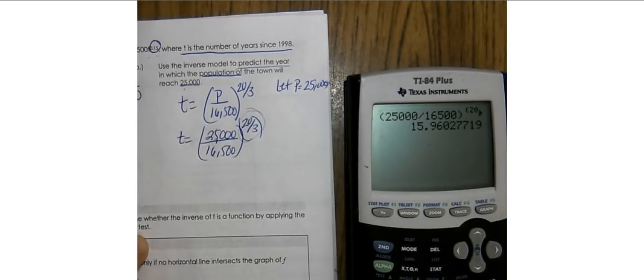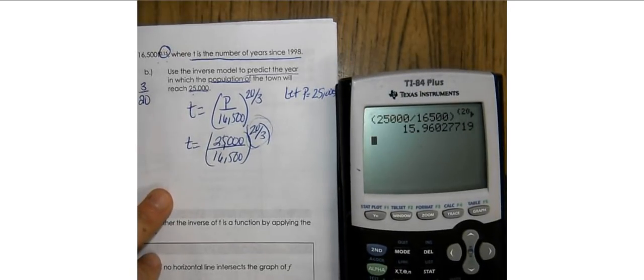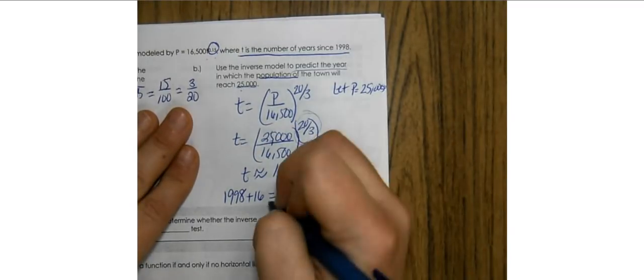And so that's about 16. So since we're talking about full years, I'm going to round that to the nearest whole. So T is approximately 16. But what does that mean? Well, T is the number of years since 1998. So we're talking about 16 years since 1998. So I'm going to take 1998 and add 16. And 1998 plus 16 is 2014.